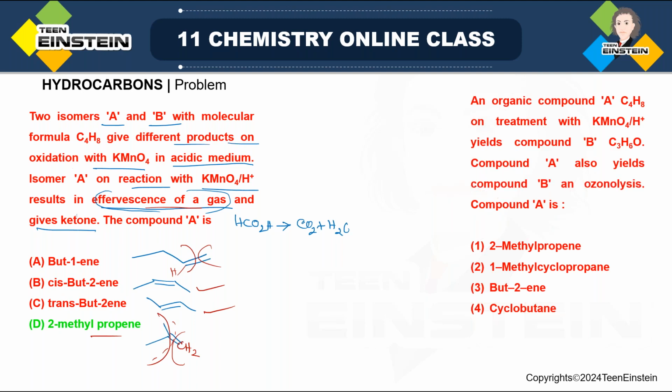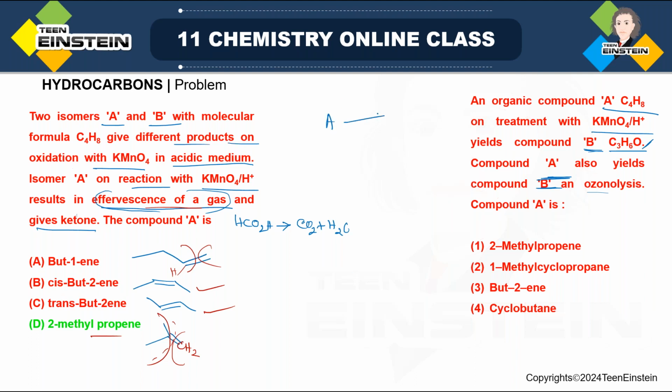Second question also you will find some similarity. It is also saying that an organic compound A, C4H8 again, with KMnO4/H+ yields compound B, C3H6O. So whether it is ketone or aldehyde, directly it is not mentioned, but it is not acid because you have only one oxygen. And compound A also yields compound B on ozonolysis. So this is a combination of two questions, right?